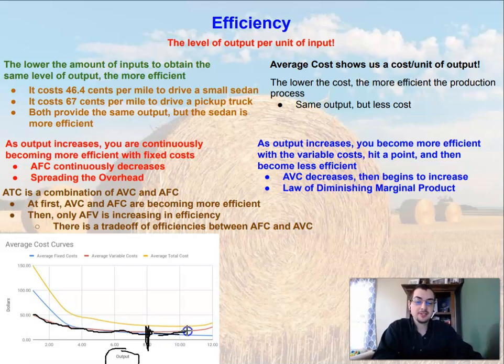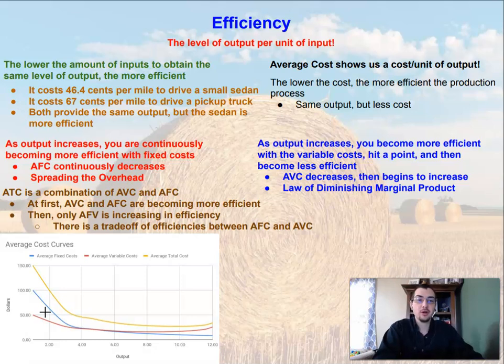And it's increasing because we're losing that efficiency, that we're not able to produce as many outputs with the same level of inputs. So, average variable cost actually decreases up until a point and then begins to increase. And that has to do with that law of diminishing marginal product that we talked about earlier in this chapter. This law of diminishing marginal product also plays into that.